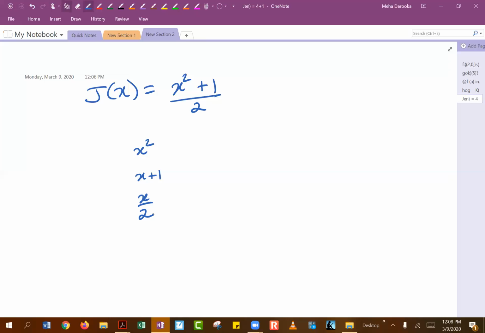Okay, so square would be the first thing we did. Whatever answer we got, we would add 1. Whatever answer we got, we would divide by 2. So each operation makes a function. So the square is a function on its own.